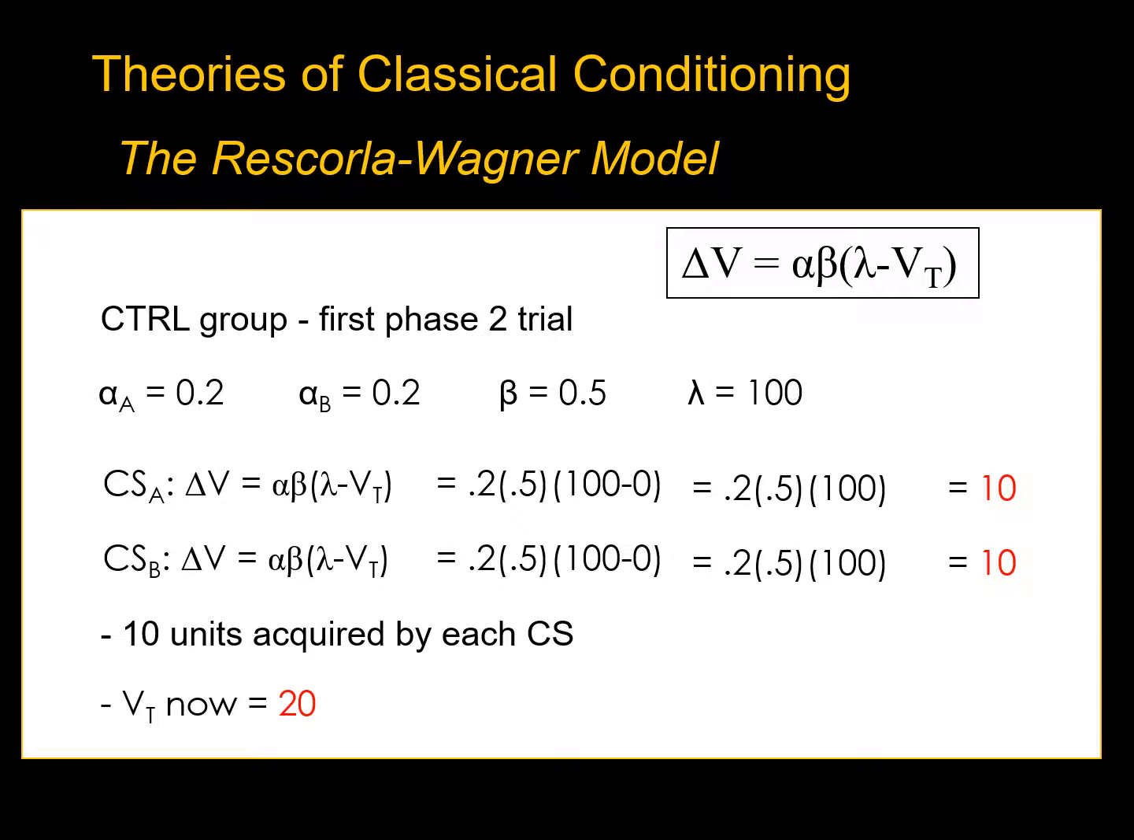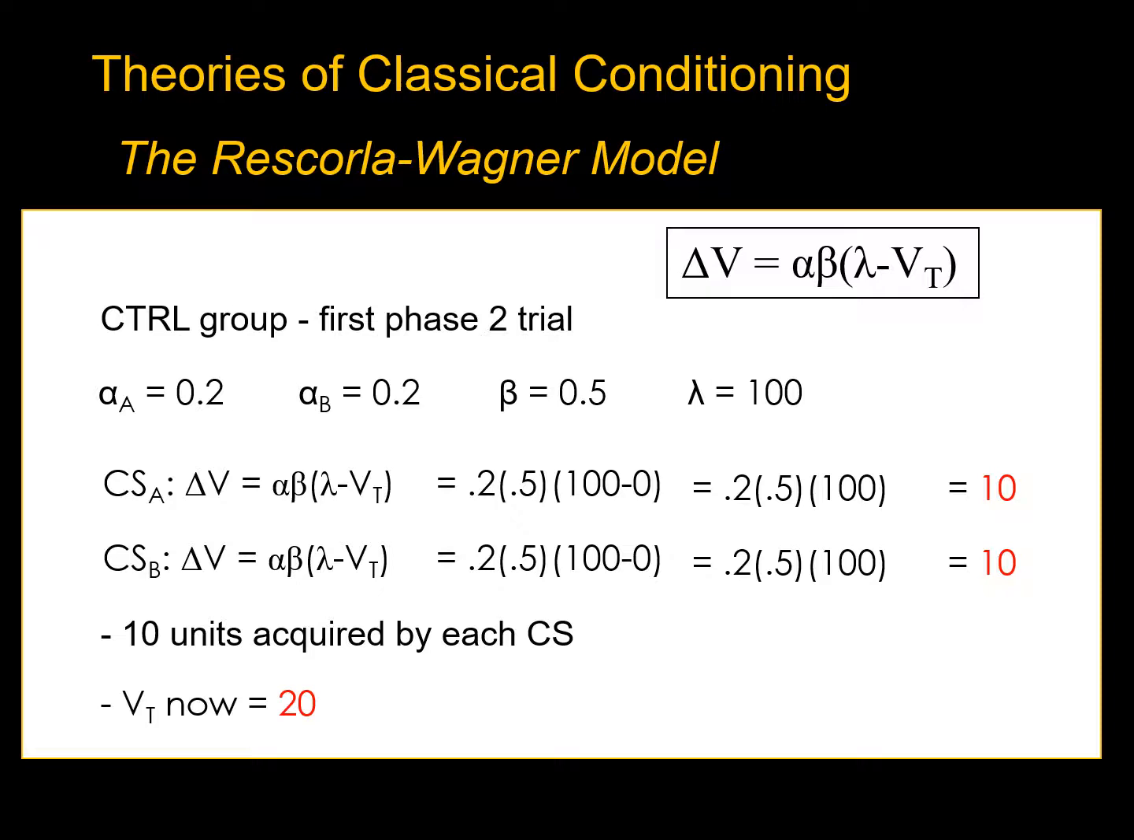Now, just to make sure we're on the right page here, what was V sub t before this trial started, for either CS? 0, right? I mean, they hadn't learned anything. This is the control group. They had nothing done to them in phase 1. So this is where conditioning starts for them. So we're starting from a situation where they don't know anything about either CS in terms of an association. So we got 10 units acquired by each CS.